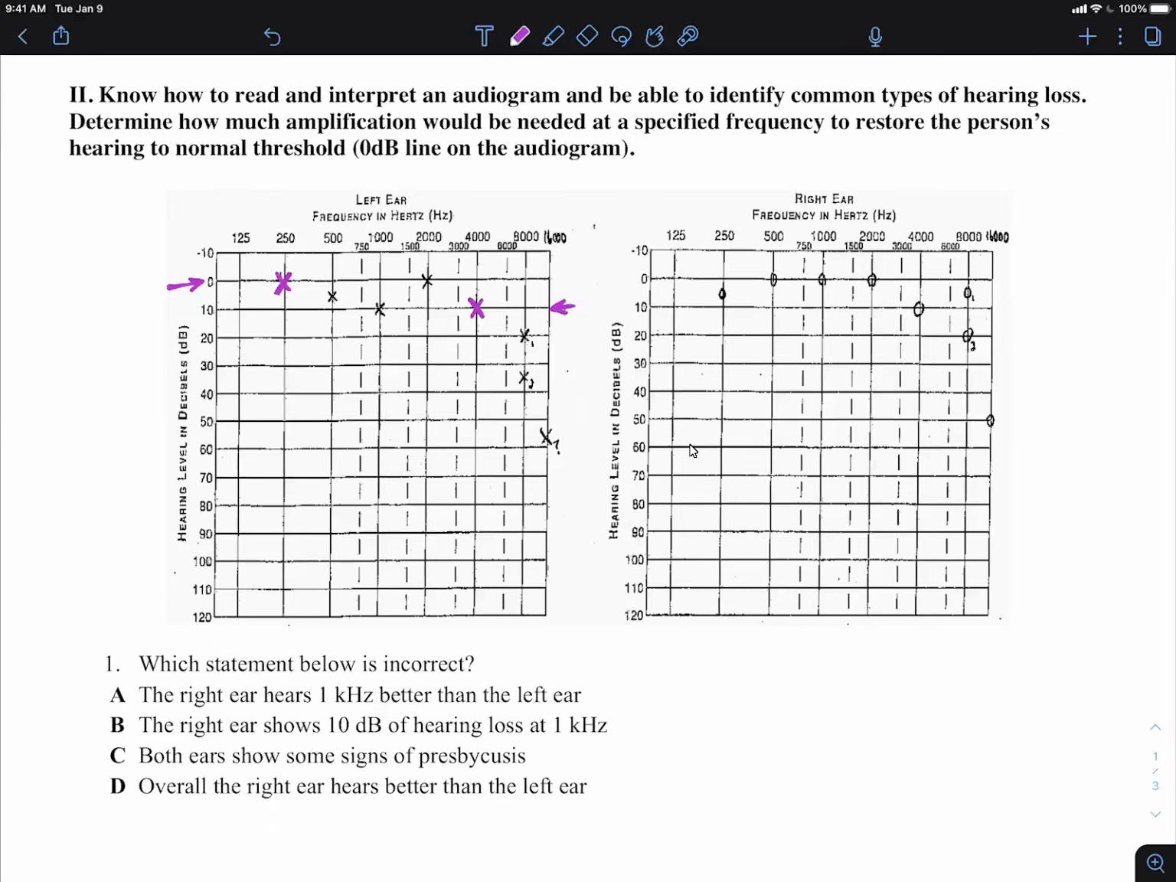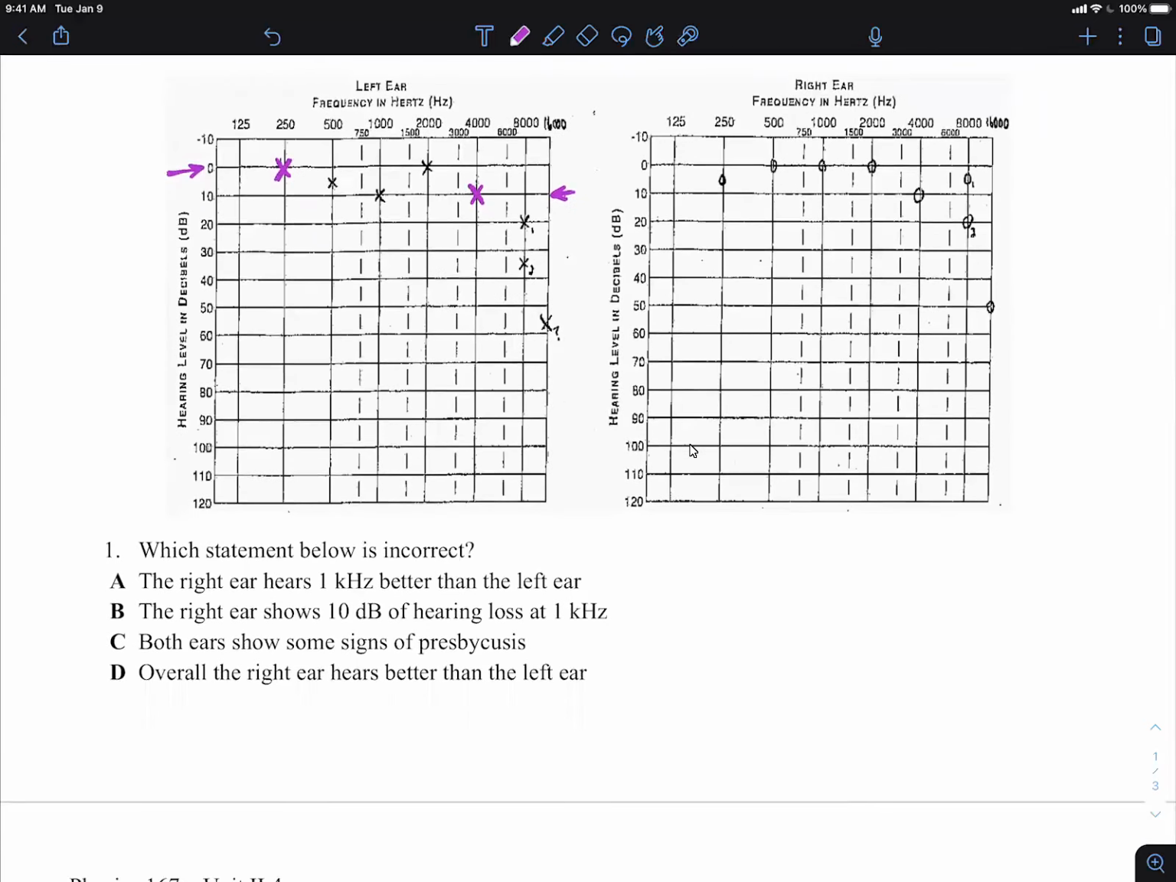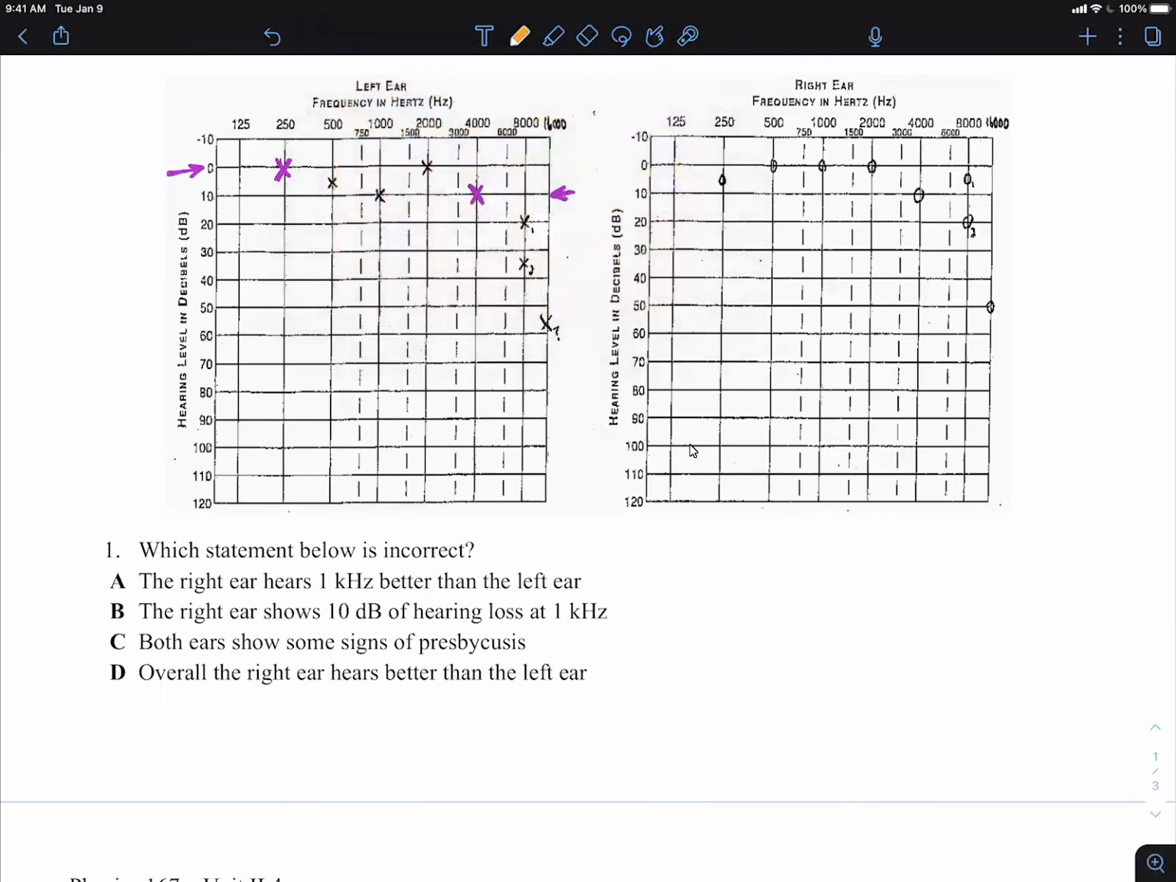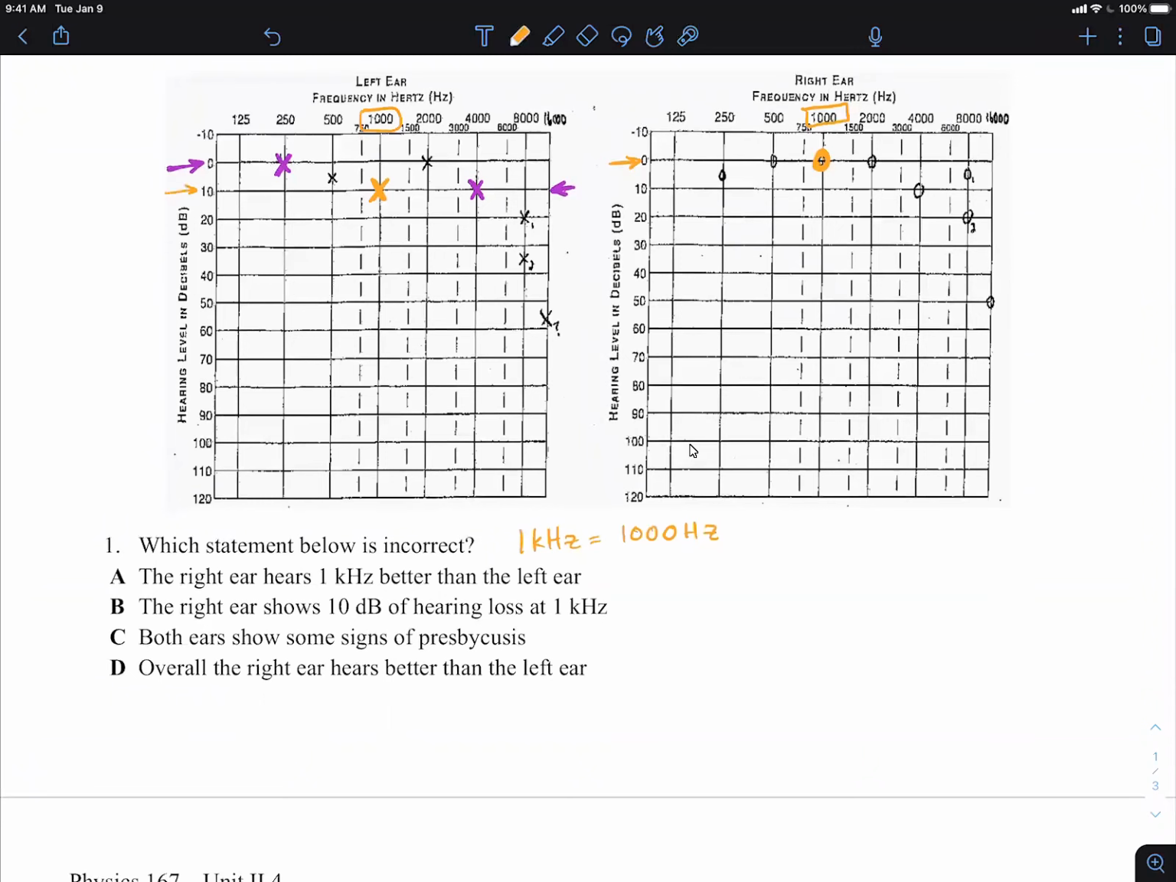Okay. Now, this question has you compare a few things about these couple of audiograms. So I'm going to talk through each of those answers now. So number one, the right ear hears 1 kilohertz better than the left. So just so we are clear, 1 kilohertz is 1,000 hertz. Okay, so we're looking at the 1,000 hertz line on both of them. So if we follow them down, I'll put these ones in orange. Okay, we see that for the right ear, there is 0 decibels of loss. And for the left ear, there is 10 decibels of loss.